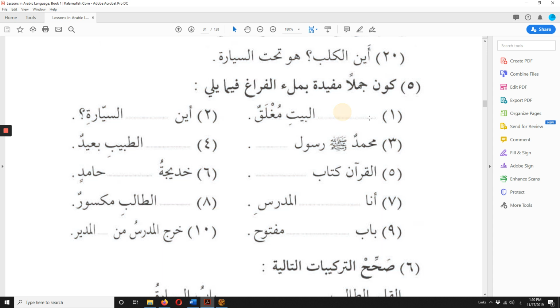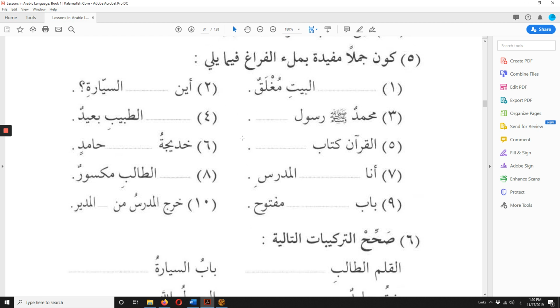So here we could say: the door of the house is closed. Where is the car key? Muhammad, peace be upon him, is the Messenger of God. And I'll let you guys finish the rest by yourselves.